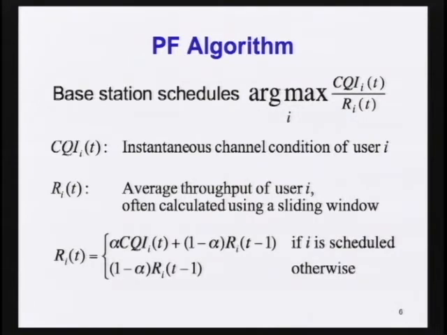The average throughput of the user is calculated using a sliding window. Okay, this is your typical sliding window calculation. If the user i is scheduled at that time slot, then its average throughput is increased by the sliding window. If that user is not scheduled at that time slot, then its average throughput is decayed by a factor of 1 minus alpha.